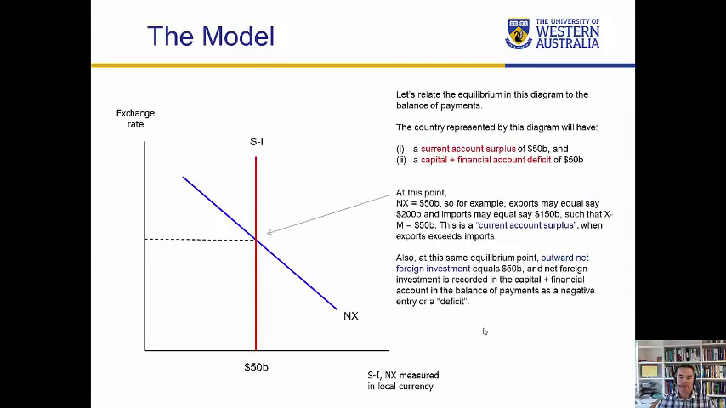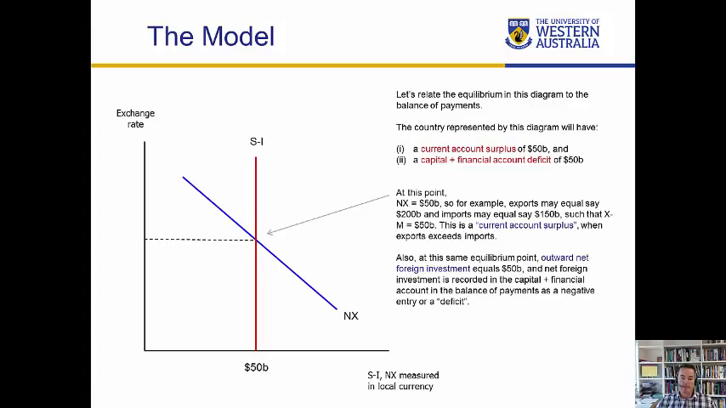Okay, the next one. You need to be able to link this to the balance of payments. Now I've already been through this previously, and I've put some numbers on these figures just to help you understand a little bit more. At this equilibrium point, where supply, the vertical line, equals demand, the downward sloping line, this country has a current account surplus of 50 billion and a capital financial account deficit of 50 billion. So in that sense, all of the entries in the balance of payments sum to zero.